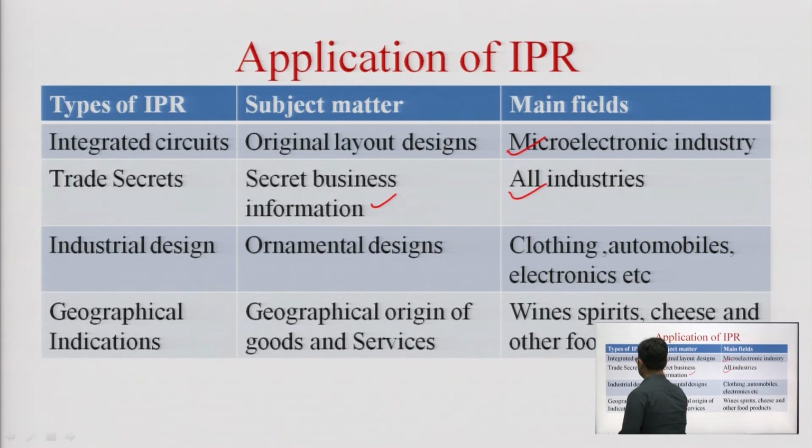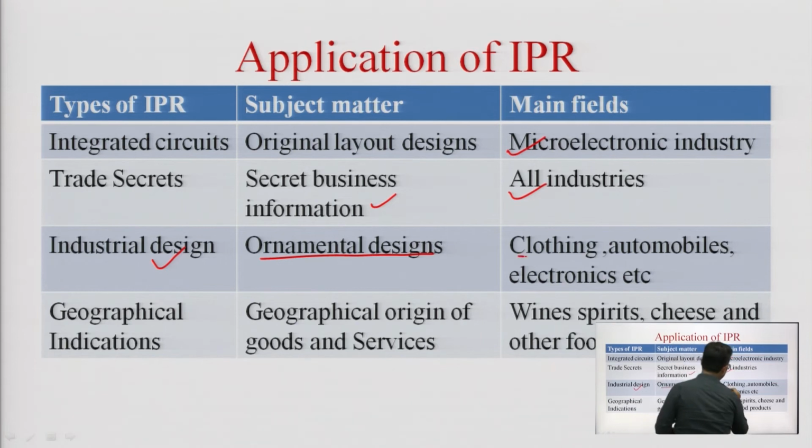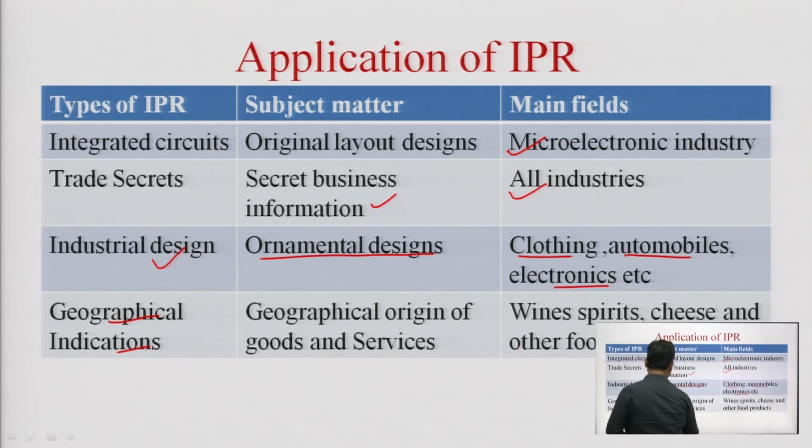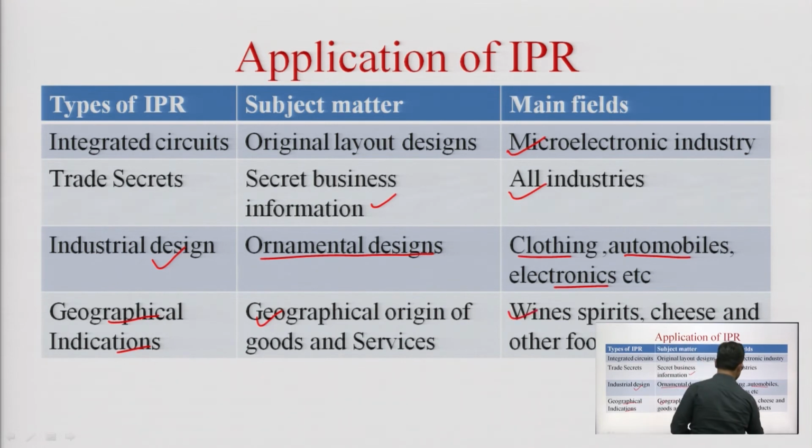Next is integrated circuits. Integrated circuits means original layout design, okay. Microelectronic industries, trade secrets, business information. This is applicable to all industries. Another type of IPR is industrial design. For example, the subject matter is ornamental design, for example clothing, automobiles, electronics. If any new design has been introduced, that will come under industrial design. Geographical indications means geographical origin of goods and services, okay. For example, wines, spirits, cheese, and other food products which are grown in that particular area only. If there is something like this, that will come under geographical indication rights. So, these all we will cover one by one.